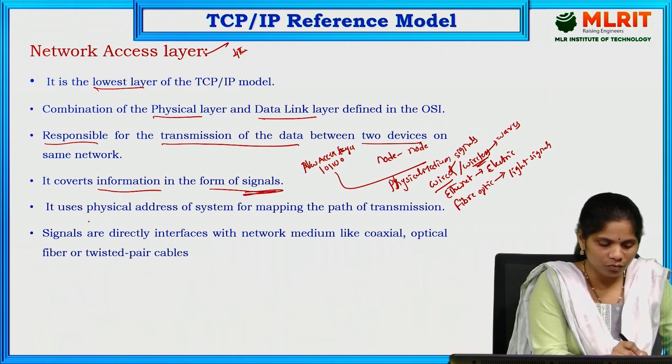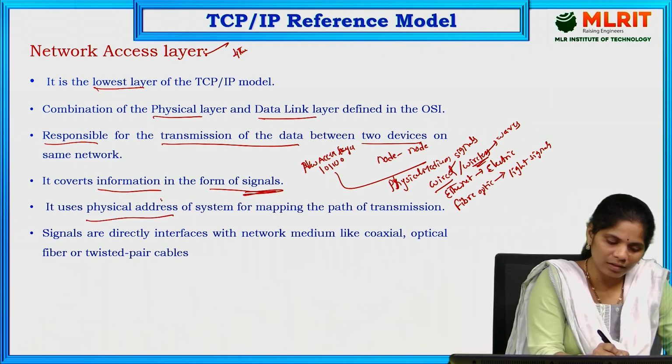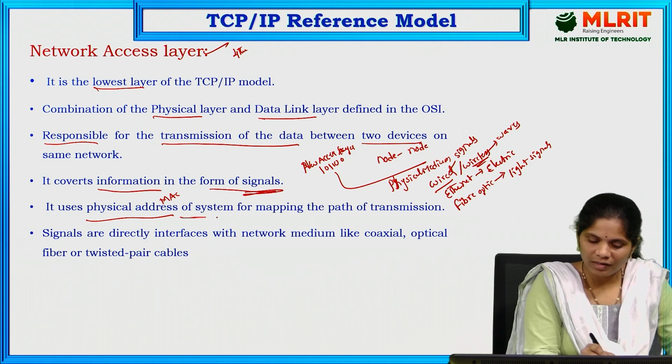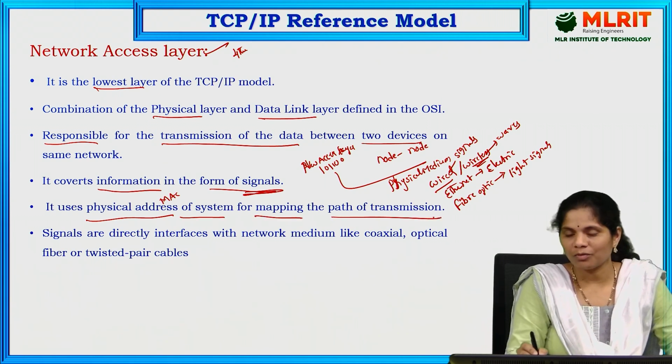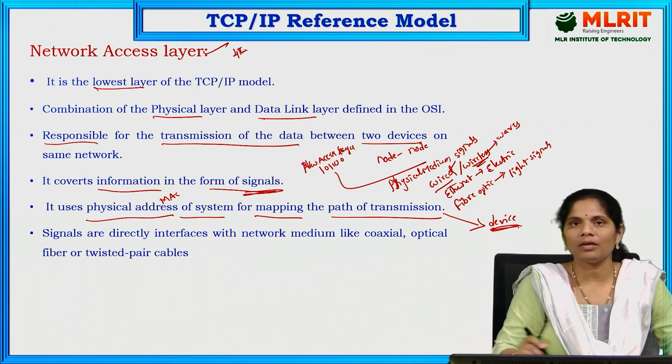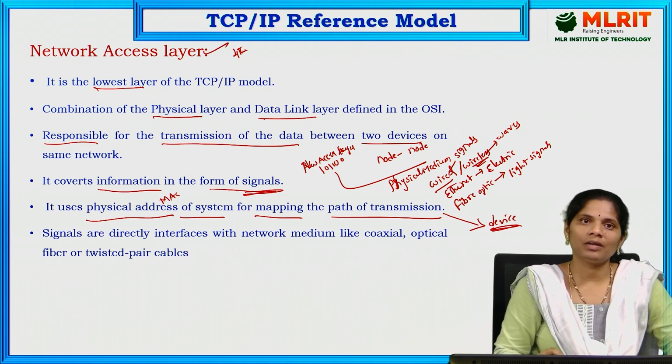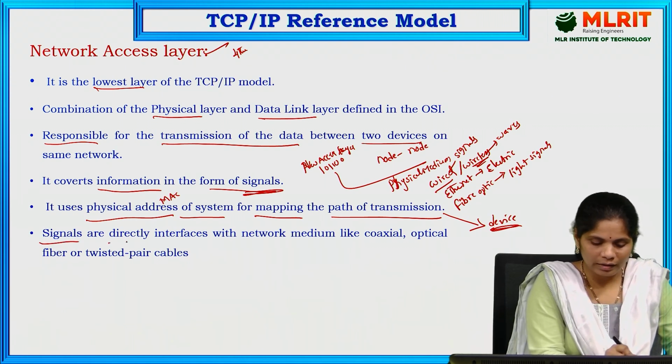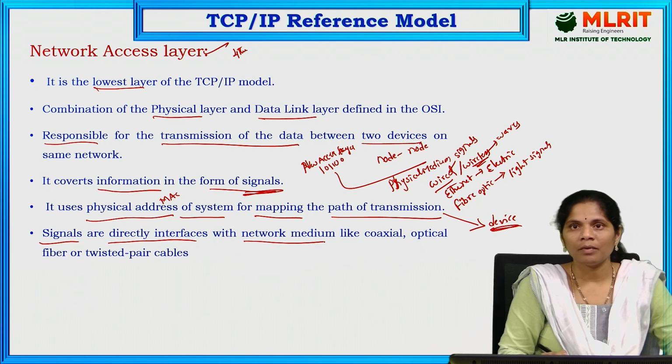And next, it uses the physical address. Physical address is nothing but the MAC address for each and every system for mapping the path of the transmission. Means exactly which device I want the data to reach, exactly which device has to receive the data. That is the physical address using the Media Access Control address. It is the unique address for each and every device. And the signals directly interface with the network medium, like coaxial cable.